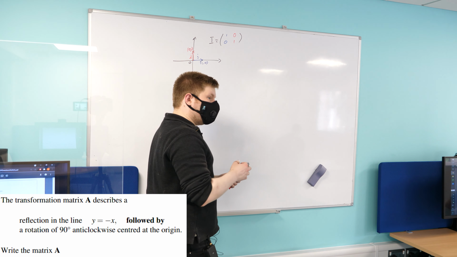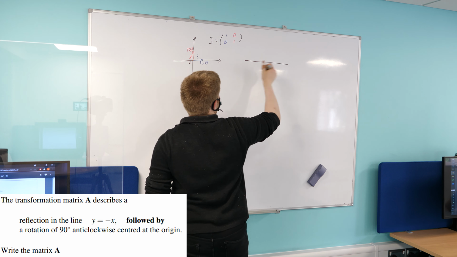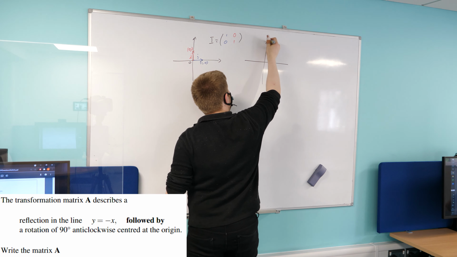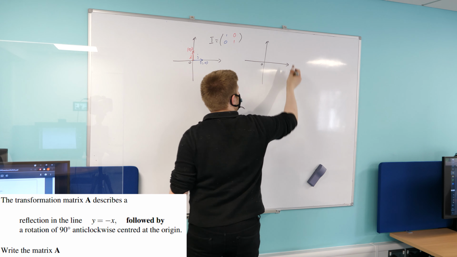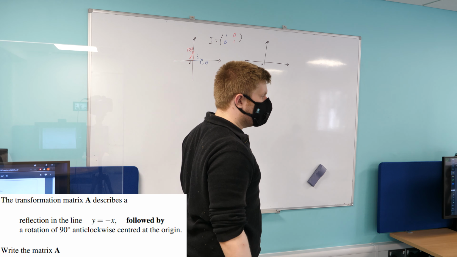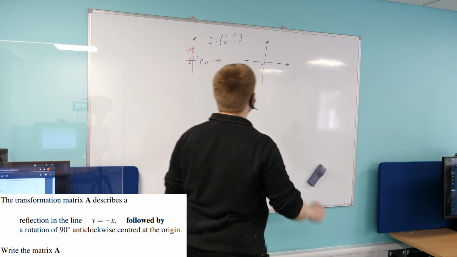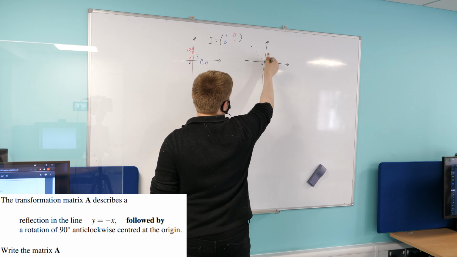So all I need to do then, when I'm thinking about these kind of questions, is start off with this and then think about where I and J would end up when I apply each of these transformations and write the matrix down, okay? So if I do a reflection first of all in the line y equals negative x, well, this is this line here.